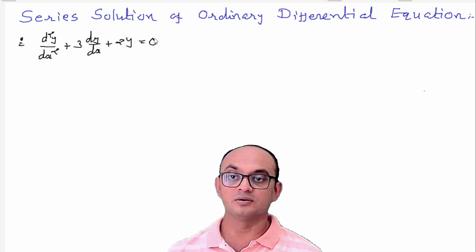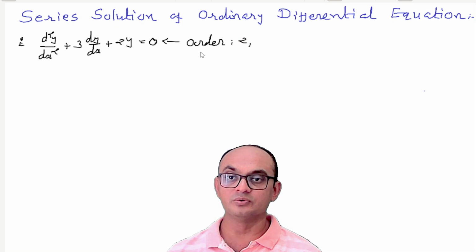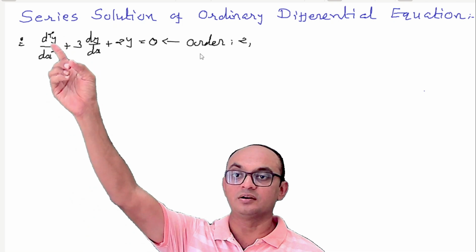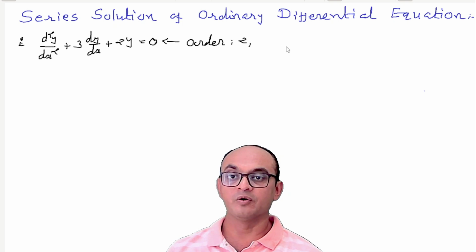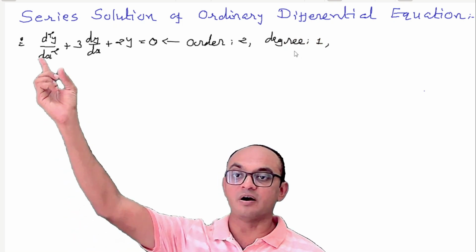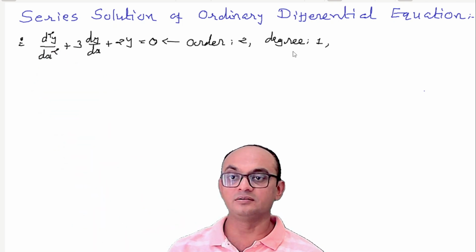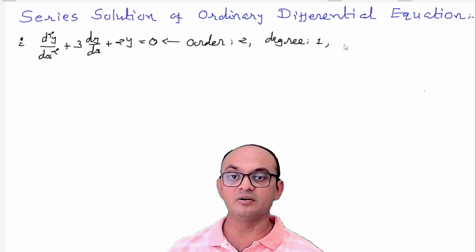Can you tell me what is the order of this differential equation? Order of this differential equation is 2, as the highest order derivative is d²y/dx², which is second order derivative. What is the degree of this differential equation? The degree is 1 because the highest power of the term d²y/dx² is 1. Then this given differential equation is linear or non-linear?